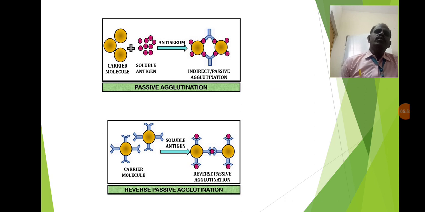And this diagram explains how passive agglutination and reverse passive agglutination occur. In the case of passive agglutination, a carrier molecule and soluble antigen make contact with the antibody and form agglutination in a passive manner. In the case of reverse passive agglutination, a carrier molecule along with antibody binds with the antigen, and then it makes reverse passive agglutination.